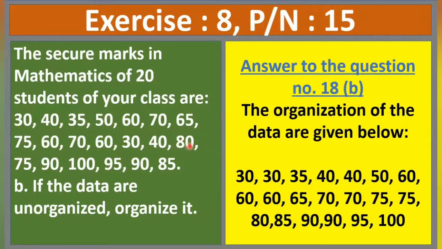Yes, that is 80. Then 85. Then yes, you are correct, 90. So 90 appears how many times here? Yes, twice. Then after 90, which one? 95. Good. Then 100. Very good, student. So as the data were unorganized, we have organized the data in answer to the question of 18B.